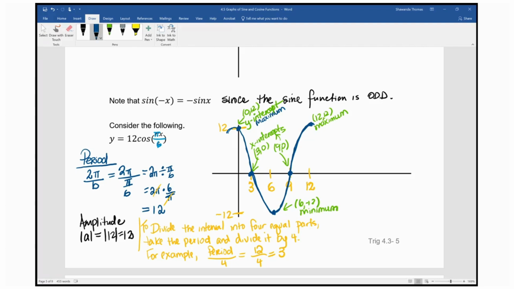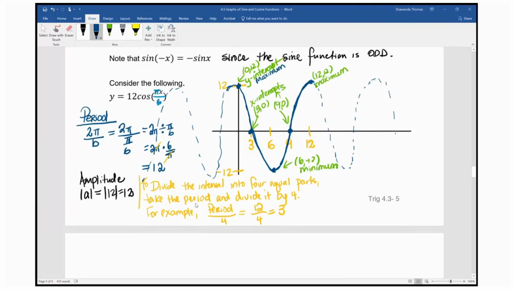And obviously, this graph goes on and on and on forever. We're stopping, but it goes on and on forever in both directions. All right. We're just focusing on that restricted domain right there for the x-intercepts, max and min, y-intercept. Any questions about that one? All right. Moving on.